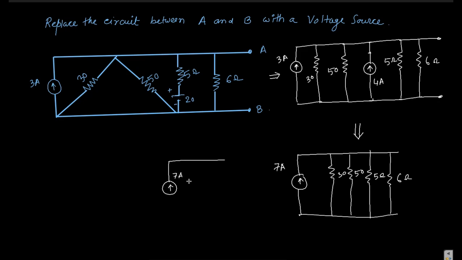So 7 ampere, and here we can get one resistance. Tell me the value of the resistance.